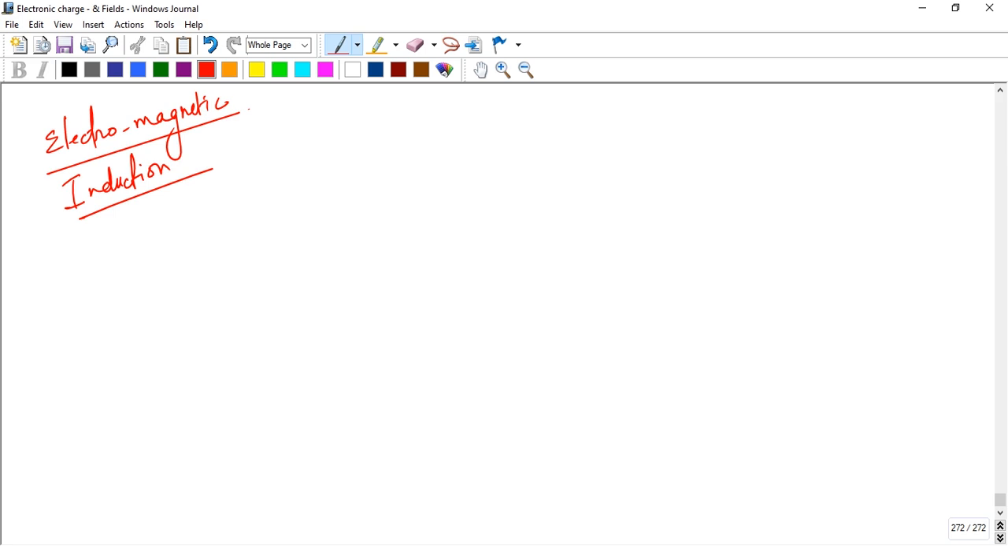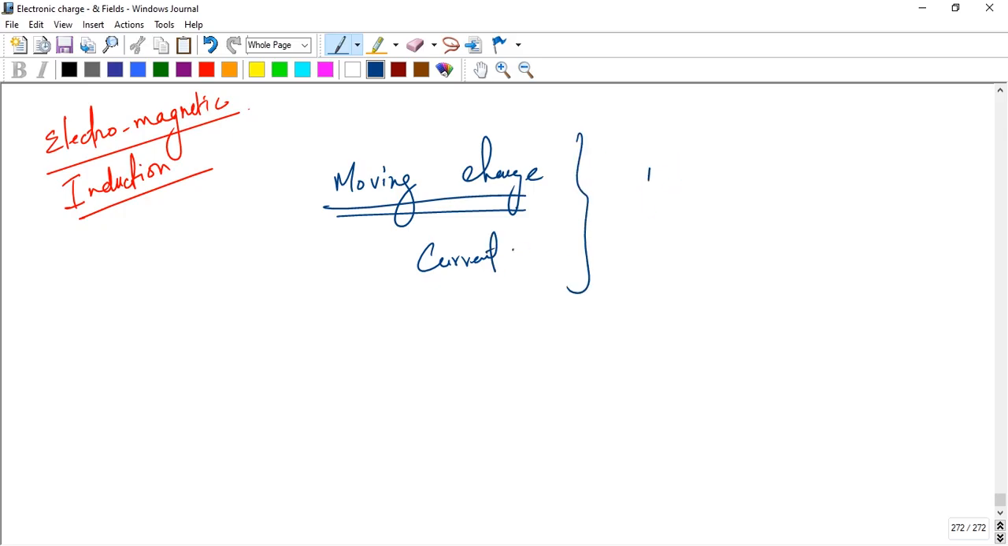So here we know that a moving charge produces a magnetic field. Moving charge means the current carrying wire produces a magnetic field. We know the concept from previous chapters, previous classes: moving charge, meaning current, produces magnetic field B.